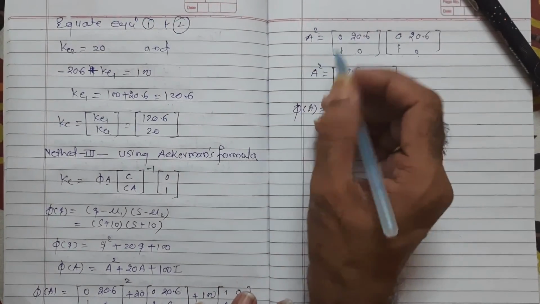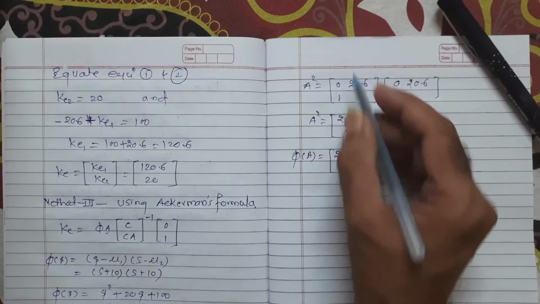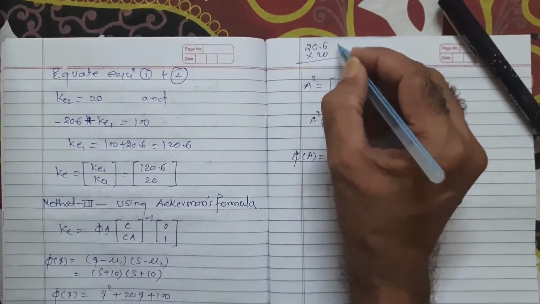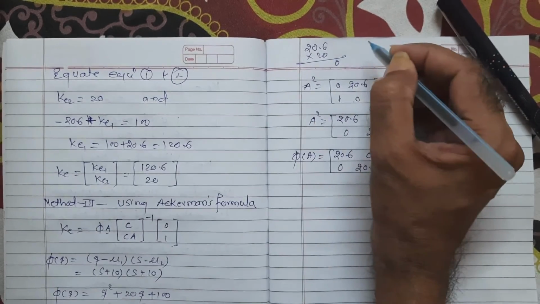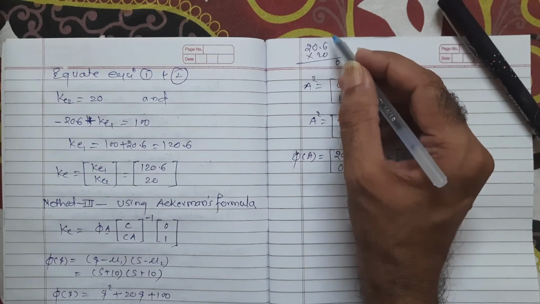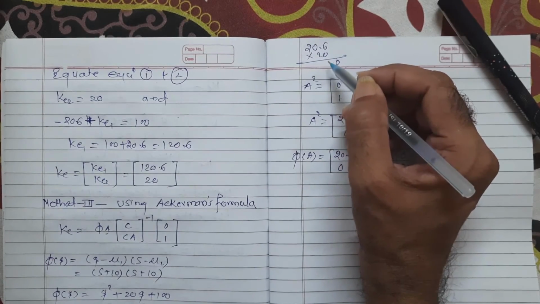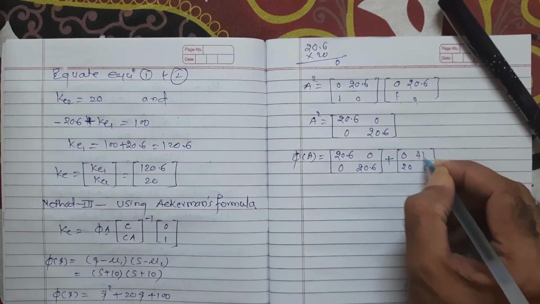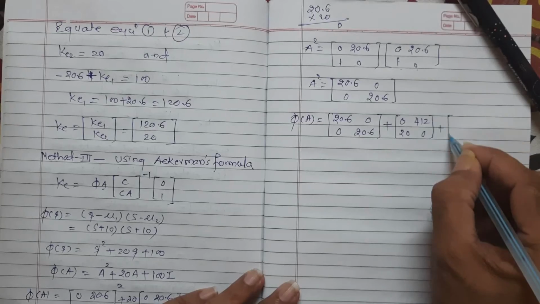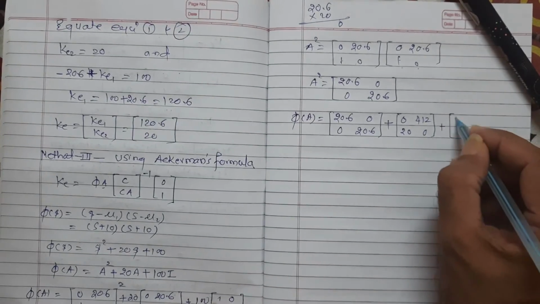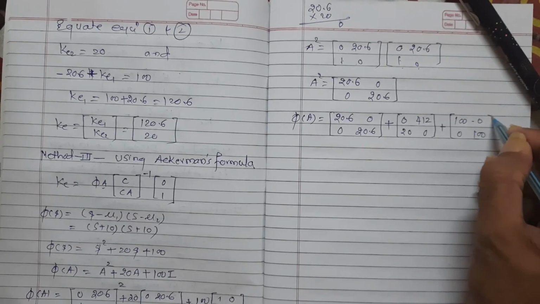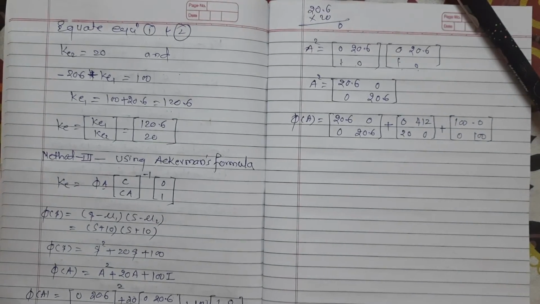We will see this one, 20.6 into 20, this is 412. 400 and 12, okay, 412 plus this becomes 100, 0, 0, 100.